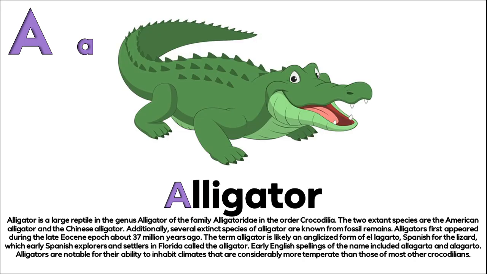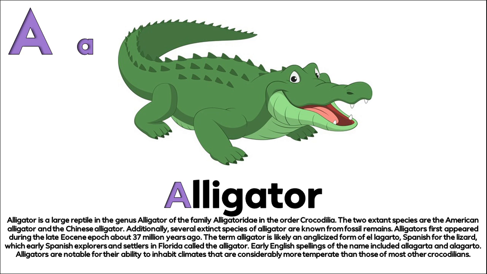A. Alligator. Alligator is a large reptile in the genus Alligator of the family Alligatoridae in the order Crocodilia. The two extant species are the American alligator and the Chinese alligator. Additionally, several extinct species of alligator are known from fossil remains. Alligators first appeared during the late Eocene epoch about 37 million years ago.